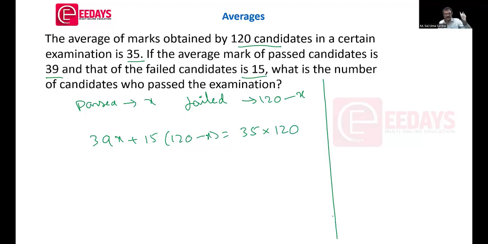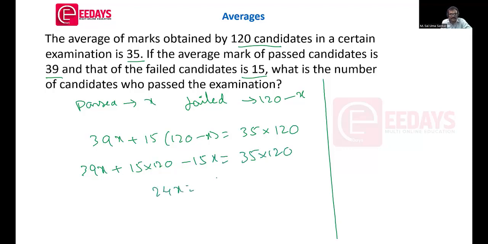Otherwise, to simplify, 39X plus 15 × (120 minus X) is equal to 35 × 120. 39X minus 15X, 24X is equal to, don't multiply here, 20 × 120. Understood? 35 × 120 minus 15 × 120. So 24X is equal to 5 times 120. So X is equal to 100.